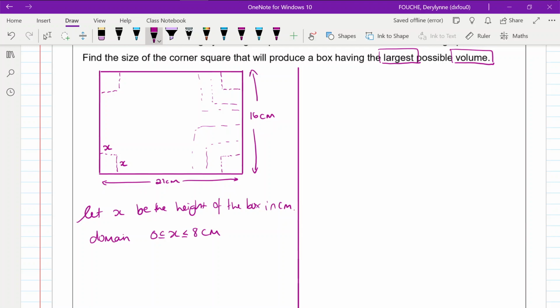So let's see, we're wanting the largest possible volume. How do we find the volume of a box? Well, we know that volume is length times width times height. And the length of our box has to be 21 minus that x and minus that x on this side too. So we've got 21 minus 2x. Our width would be 16 minus 2x, and our height is just x.